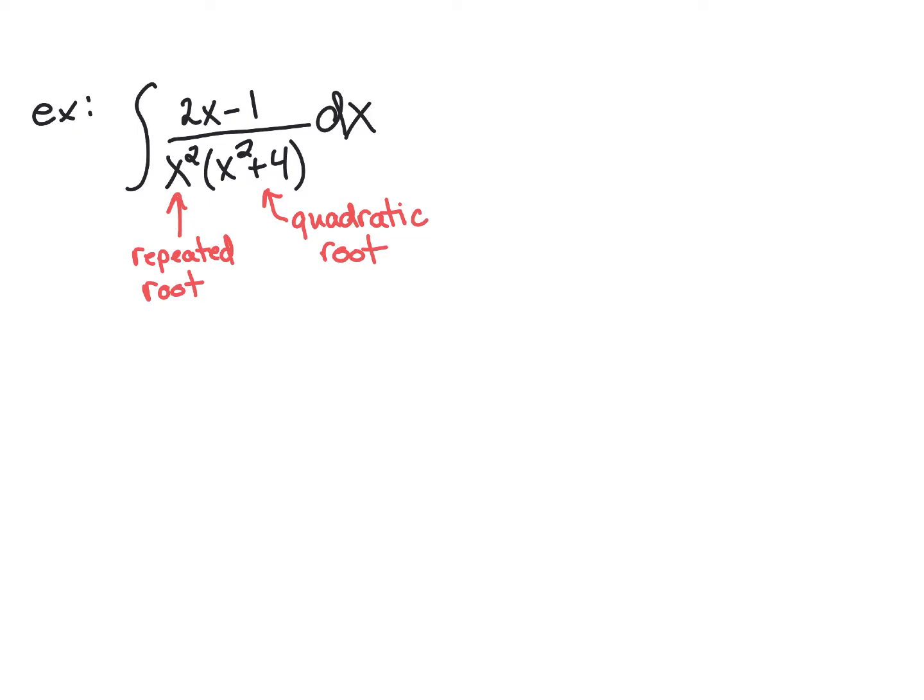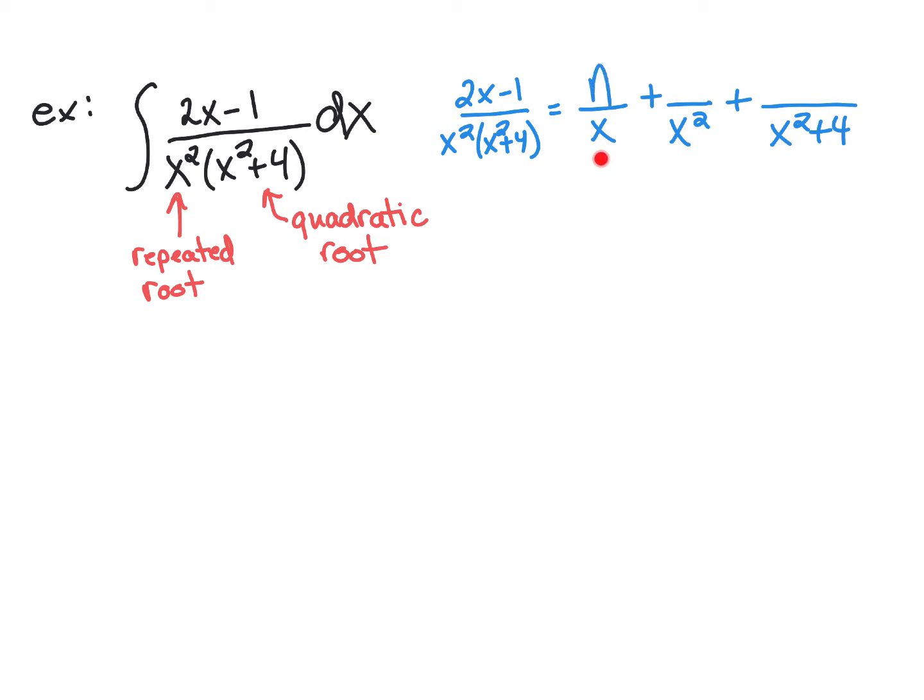Notice in this problem that I've already factored for you, we have a repeated root of x. We also have a quadratic root that doesn't factor. So my denominators are going to have to be the x, then the x squared, and then x squared plus 4, and this is going to have a numerator that has an x and a constant. So here are my denominators, and then I'll go back and put the numerators.